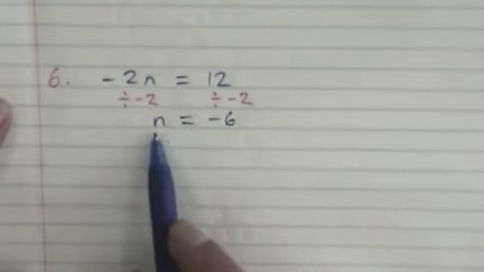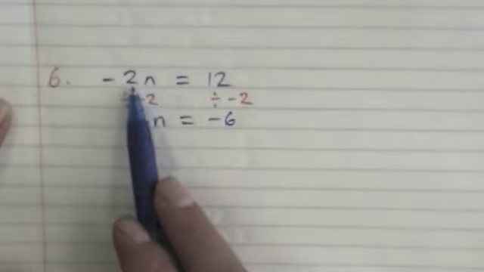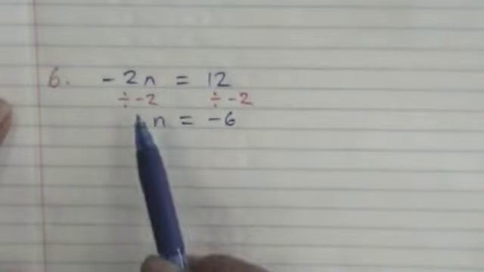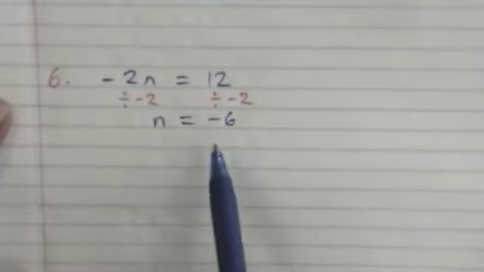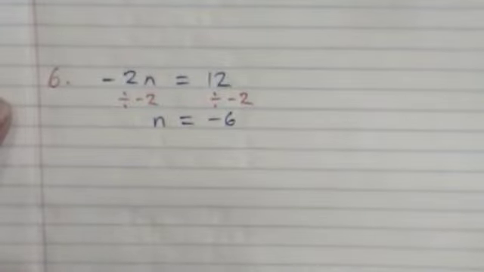Great. So let's see if this works. Negative 2 times negative 6 is equal to 12. Well, 2 times 6 is equal to 12, and the negatives cancel out, and it becomes a positive. So yes, negative 2 times negative 6 is equal to 12.